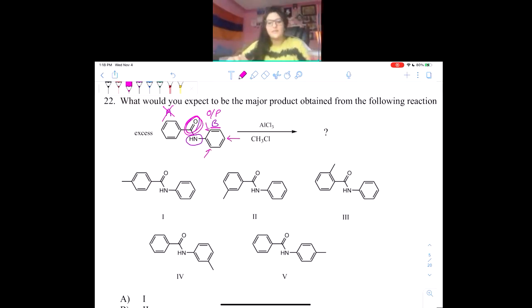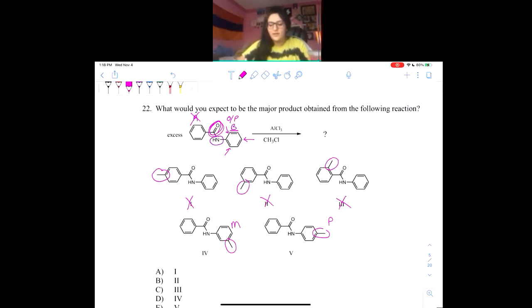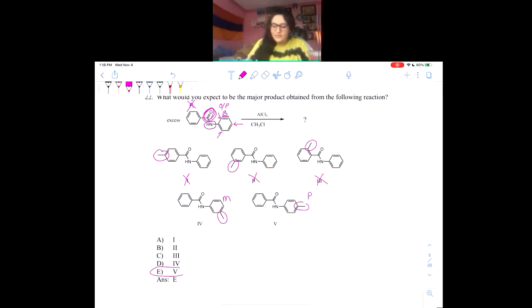So it has to be one of those three positions. Number 1 is out because it added to the wrong ring. Number 2 is out because it added to the wrong ring. Same with 3. These are all out for the same reason. Now we have to choose between the two of these. This one added meta, this one added para. So the correct answer would be E.